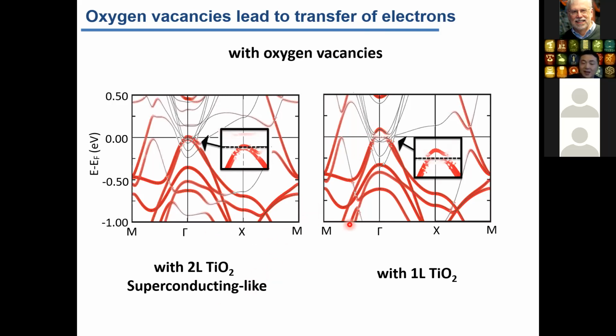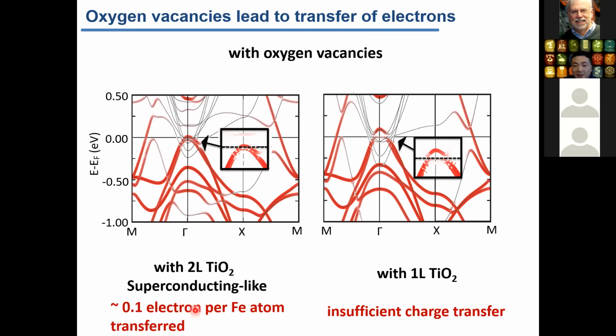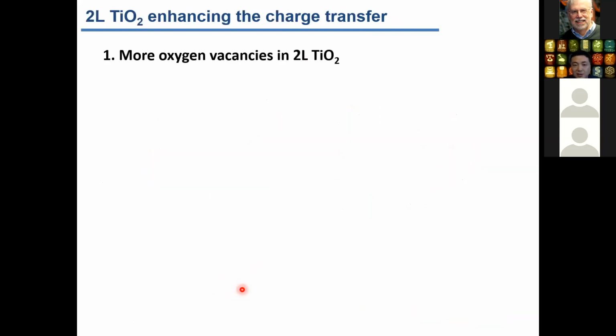From here, we find that the two-layer TiO2 can facilitate the electron transfer from the STO to iron cyanide much more efficiently compared to one-layer TiO2. Eventually it gives us the amount of doping we need to see the high TC in the monolayer iron cyanide. So now we want to understand why the two-layer TiO2 can facilitate the charge transfer.